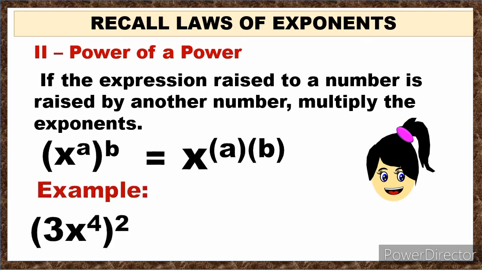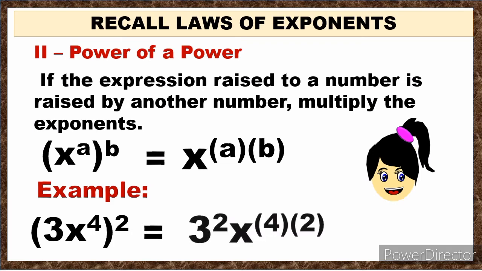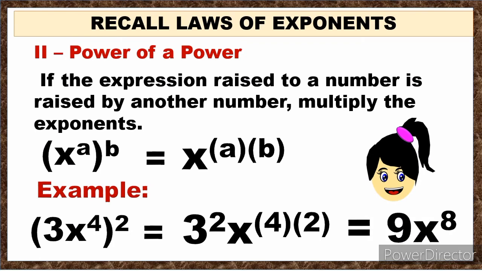Okay, we have the square of 3x raised to 4. Then, it is equal to, we distribute the exponent. So, we have 3 square, then x raised to 4 times the other exponent, 2. Now 3 square becomes 3 times 3. Then, we have x raised to 4 times 2. 3 square again is 9, and 4 times 2 is 8. So, therefore, the answer is 9x raised to 8. So, that is power of a power.